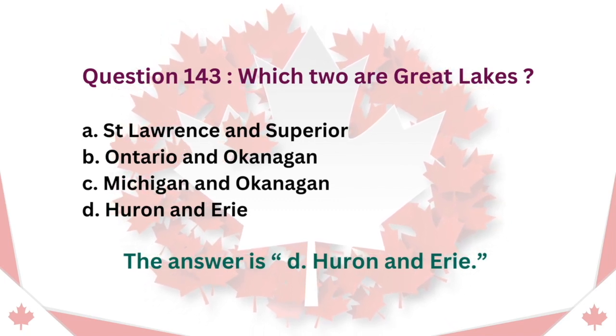Question 143. Which two are Great Lakes? A. St. Lawrence and Superior. B. Ontario and Okanagan. C. Michigan and Okanagan. D. Huron and Erie. The answer is D. Huron and Erie.